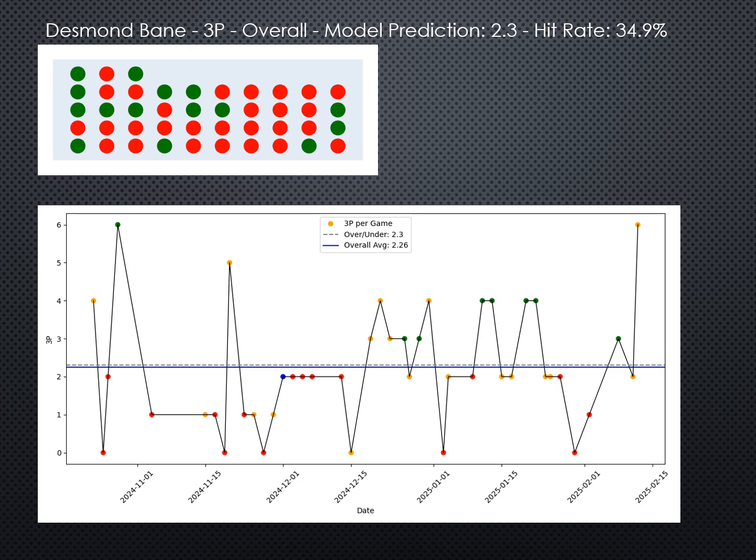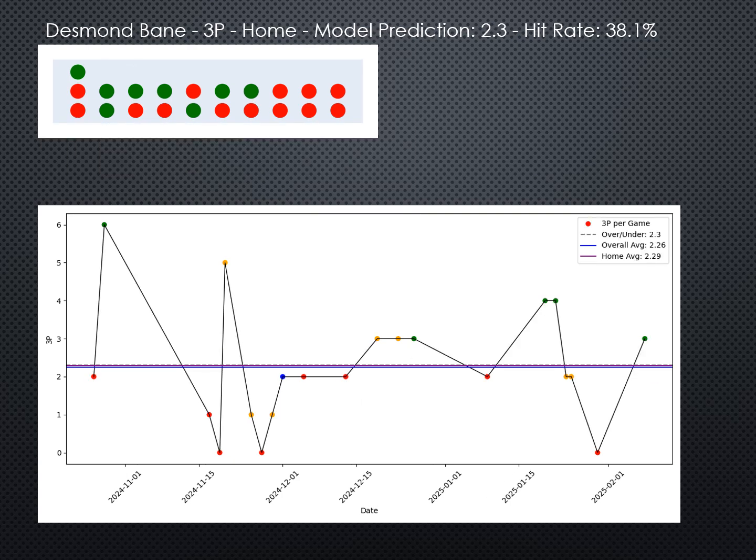So let's check out the road, check out the away, and see how he's done there. So the last game against Indiana, home game, he had 2. Like I said, all those yellow dots, all at home are 1 or higher.